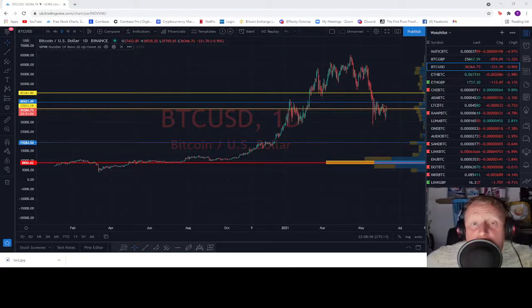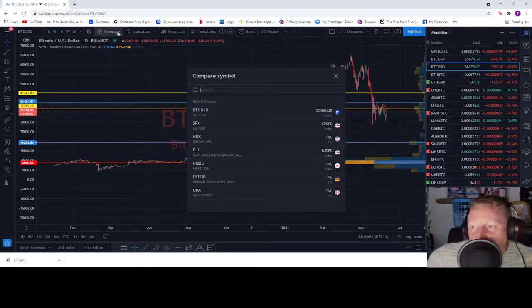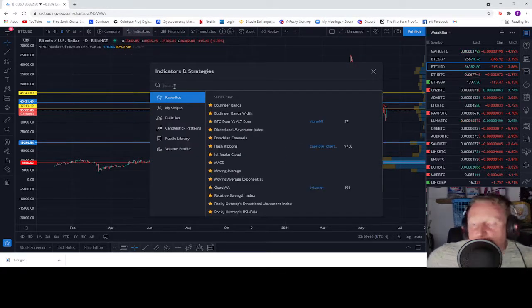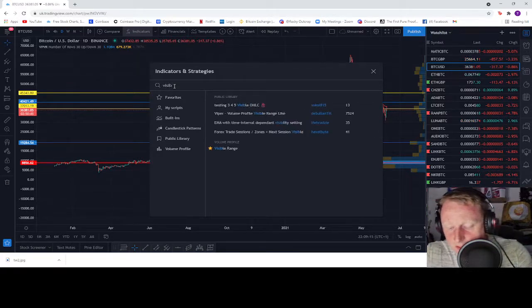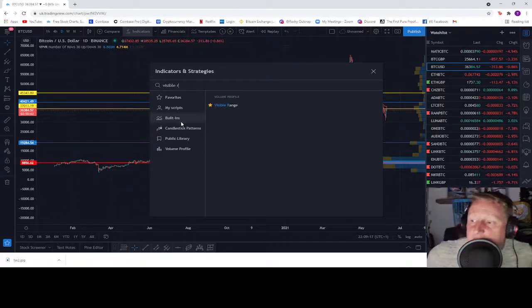Anyway, I'm going to get straight into it, and here we go. First thing we need to do is get the visible range up. Visible range are these candles that you see come in from the side of the chart. So you're going to go into your indicators and type in visible range, and there it is. I've got it as one of my favorites, so that's why it's highlighted with the cross. I suggest you do the same.